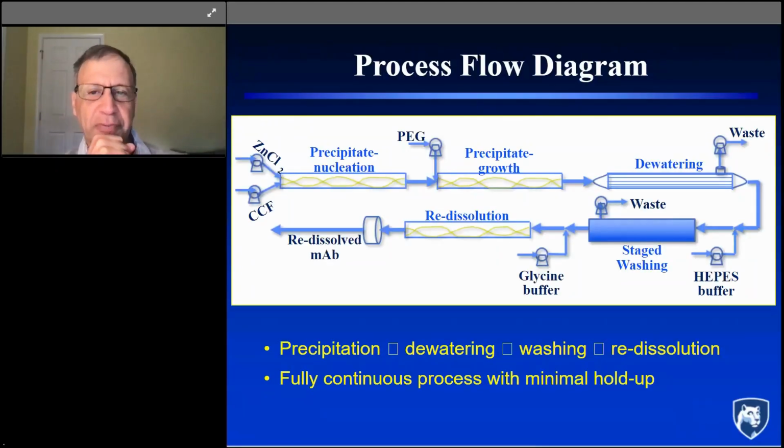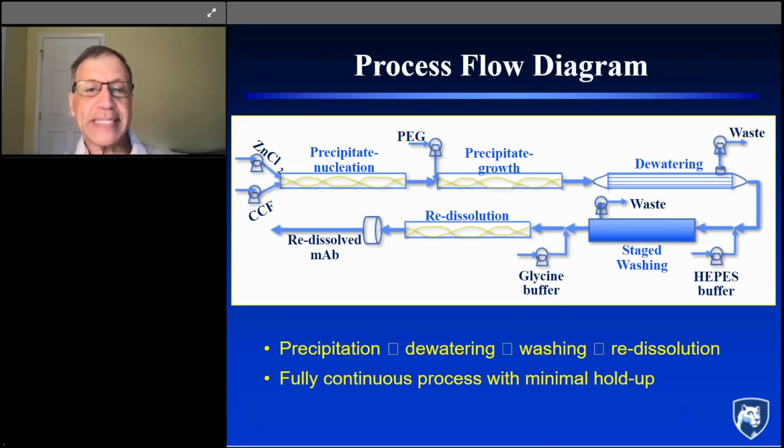The way we would run this process as a full process is we would do our two-stage precipitation. We would then dewater in a membrane unit, which would concentrate the precipitate as well as removing some of the host cell proteins. We would then go through a staged washing procedure, very similar to the countercurrent staging that I described in both the formulation process for diafiltration as well as the countercurrent tangential chromatography.